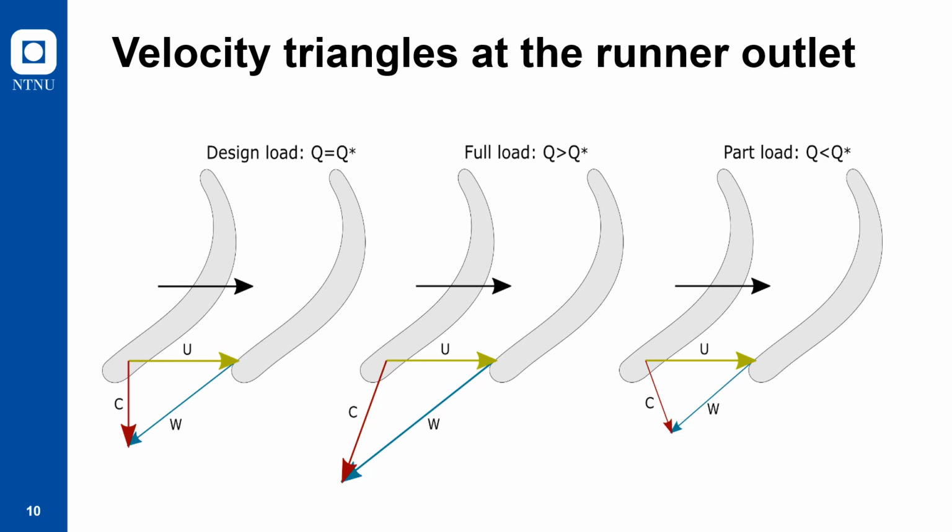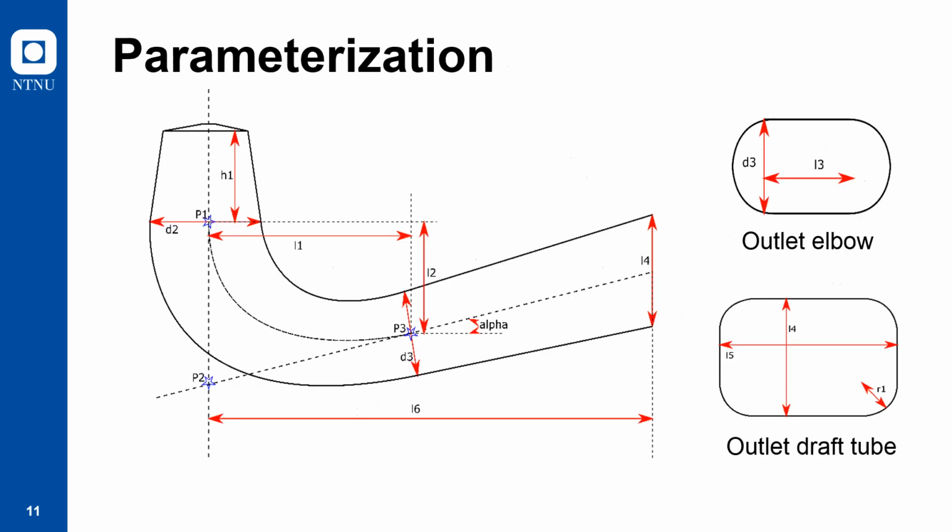Best efficiency point will give axial flow into the draft tube with low swirl, compared to operation at full load, which will lead to circulation of the water in the opposite direction of the runner, and operation at part load, which will lead to circulation of the water in the same direction as the runner.